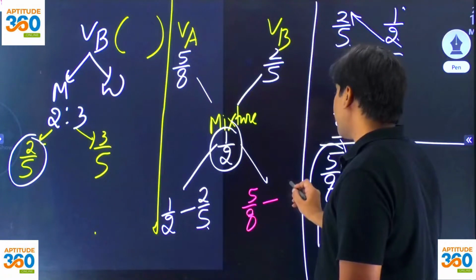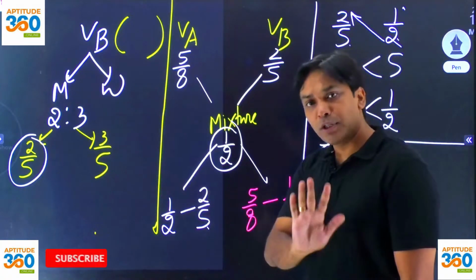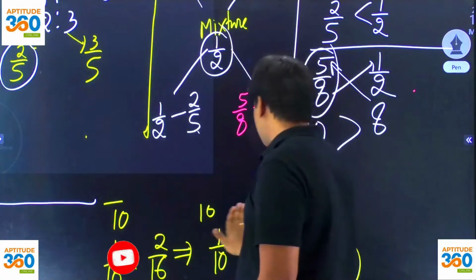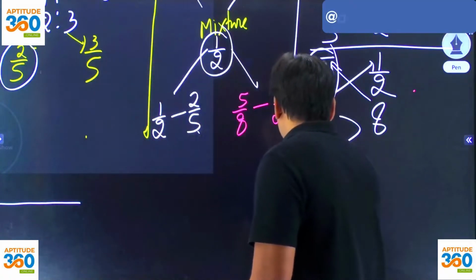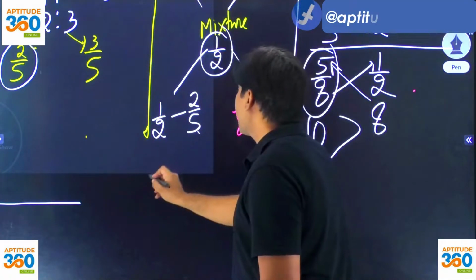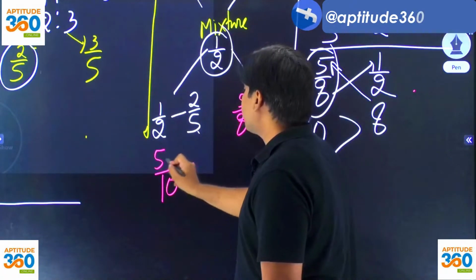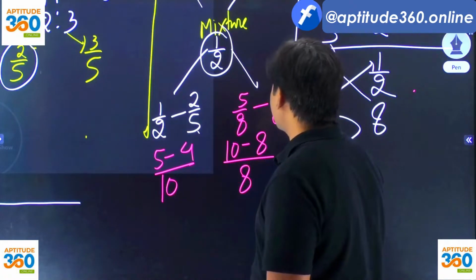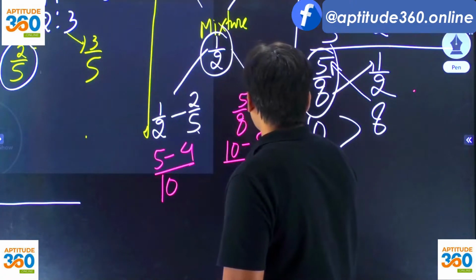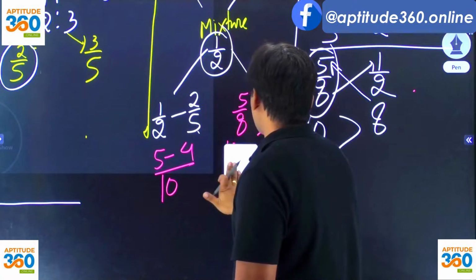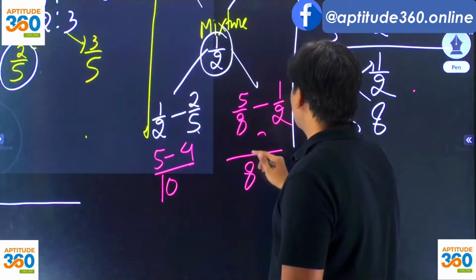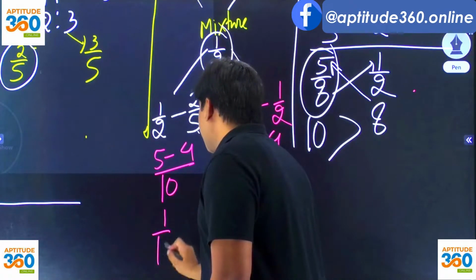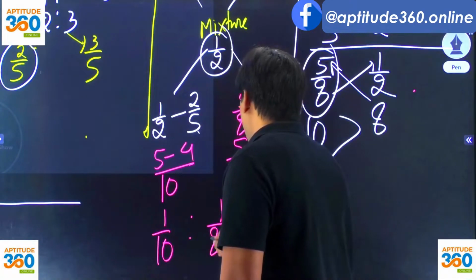5/8 minus 1/2. How did I write this? Probably you understand this. Now you simplify it. Once you simplify, this is going to be, this is 10, so this is going to be 5 minus 4, and this is 8. Sorry, this is 8, so this is going to be 5 minus 4. So this value is 1 by 10 and this value over here is 1 by 8.